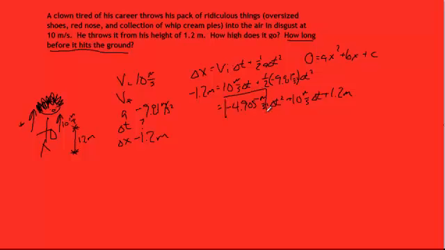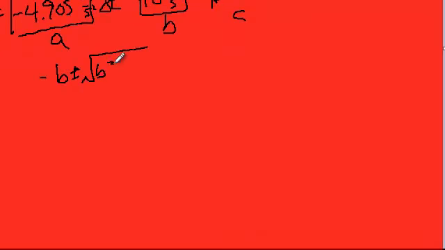Whatever constant is next to my t squared, that's going to be my a. Whatever constant is next to my t to the first power, like my x to the first power, that'll be my b. And whatever constant does not have a variable next to it, that will be my c. And I plug it into this equation right here. -b plus or minus the square root of b squared minus 4ac all over 2a. If I plug this in appropriately, I should be able to get both answers.